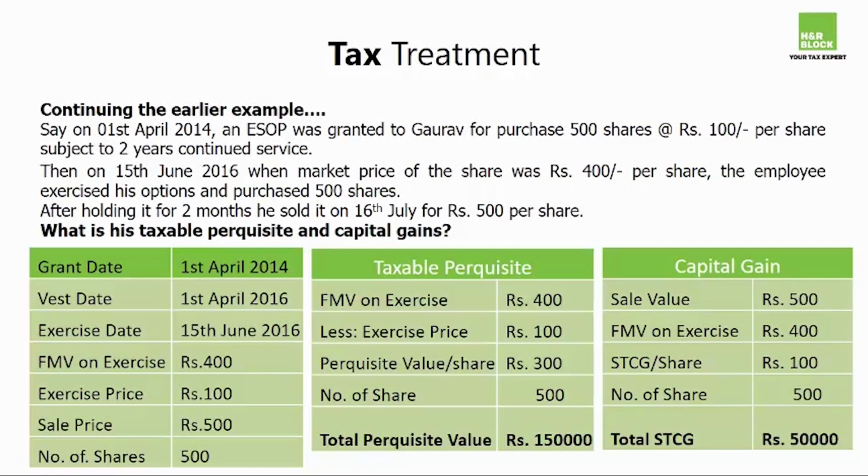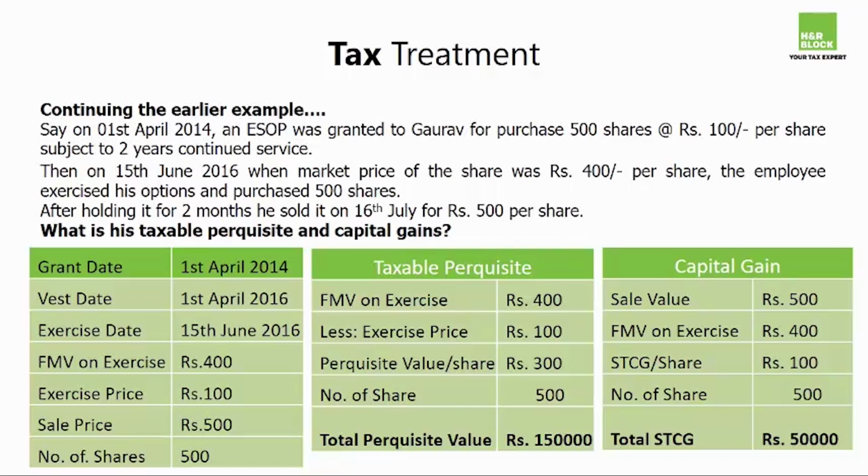So we will continue with the earlier example. Say on 1st April 2014, an ESOP was granted to Gaurav for purchase of 500 shares at rupees 100 per share, subject to 2 years continued service. Same example. Then on 15 June, when the market price of the share was 400 per share, the employee exercised his option and purchased these 500 shares. After holding it for 2 months, he sold it on 16th July 2016 for rupees 500 per share. So now we will see how the perquisite and capital gain will be calculated.